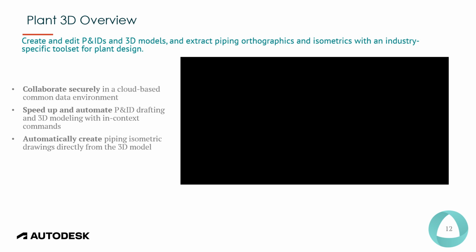You can also speed up and automate your PNID drafting and your PFD drafting on the 2D side of the software, and then also speed up and automate the 3D modeling on the 3D side of your software. So this is equipment and structures as well as piping. Then you can also automatically create piping isometric drawings directly from your 3D model, and you can create piping orthographic drawings of your 3D model.